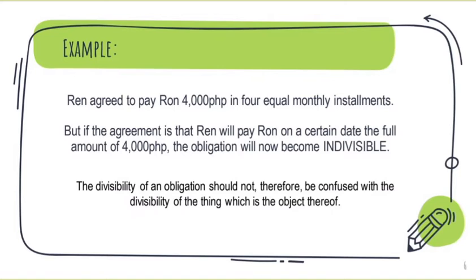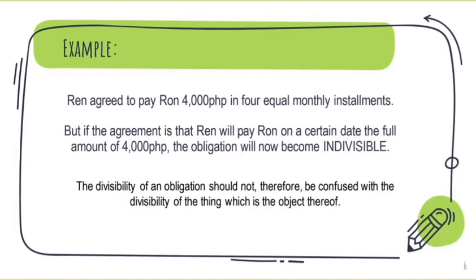But if the agreement is that Ren will pay Ron on a certain date the full amount of 4,000 pesos, the obligation will now become indivisible. So gaya nga ng sabi ko kanina na although yung object is physically divisible naman, pero yung agreement ng parties is to pay on a certain date the full amount, the obligation is magiging indivisible na.